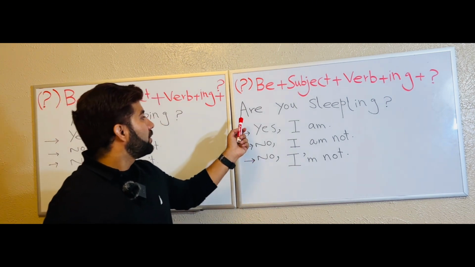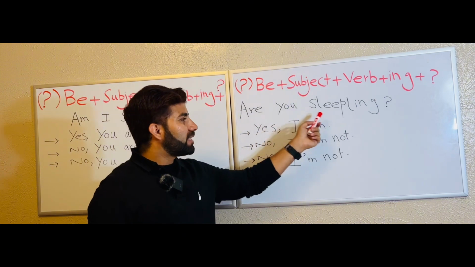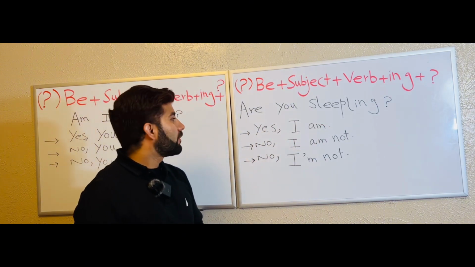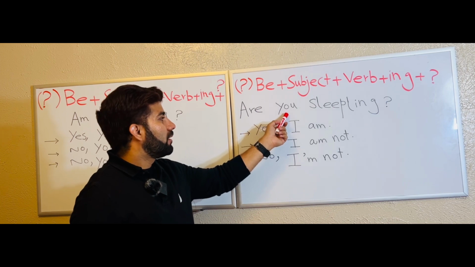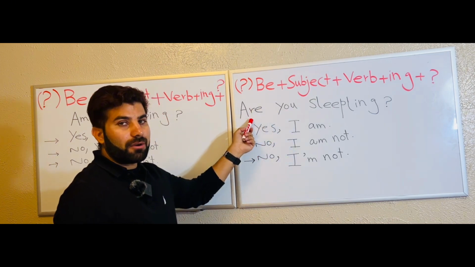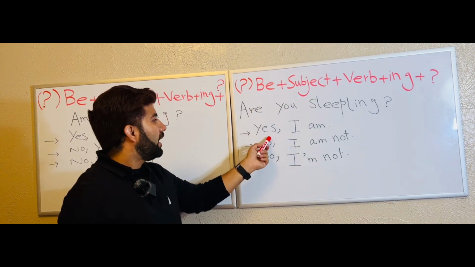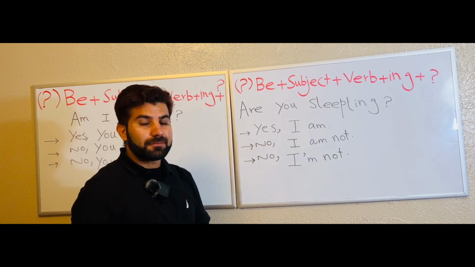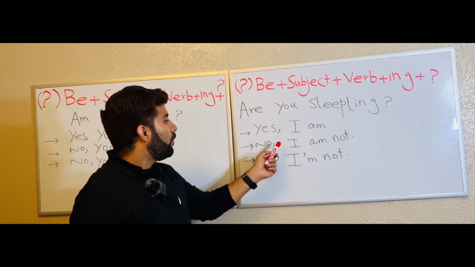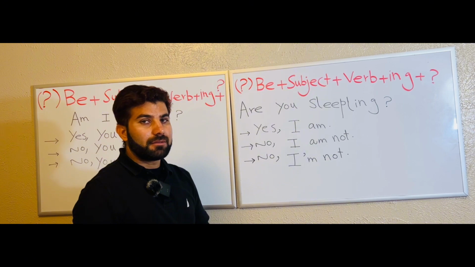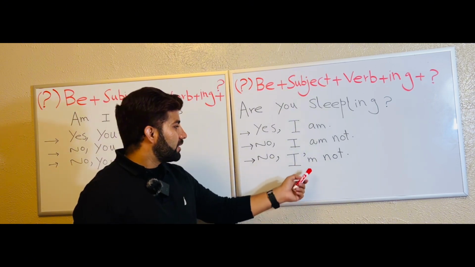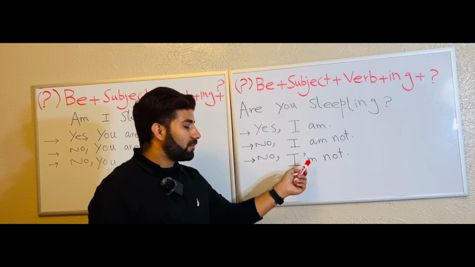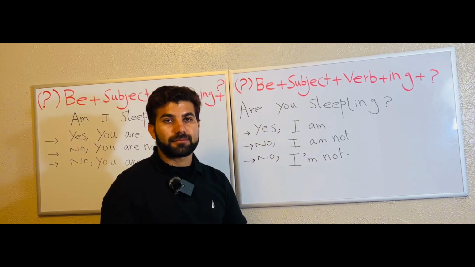Another example, are you sleeping? Here you is the subject. That's why we use are. Yes, I am. No, I am not. No, I'm not. So this is a short form or contraction form.